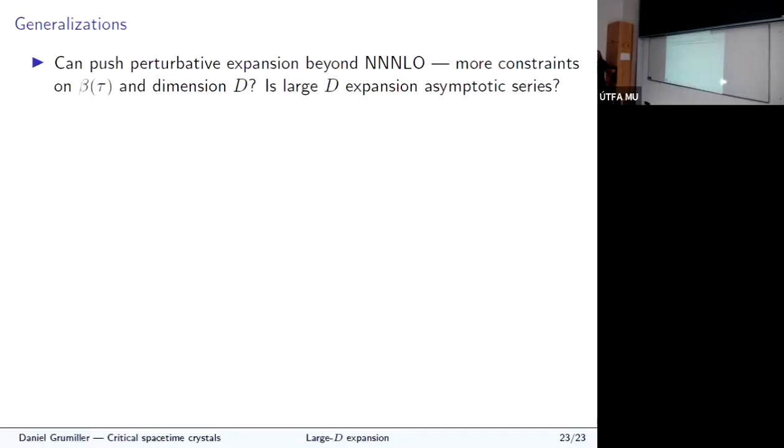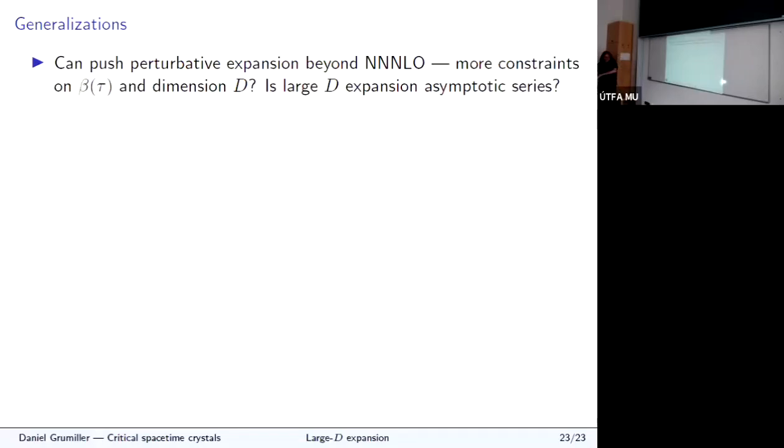In principle, we could push the large D expansion beyond next to leading order. It gets a bit tedious. I mean, the number of terms that you get increases exponentially, so it's a bit like going from a 3-loop calculation into a 4-loop calculation. We don't have a strong incentive for doing so. But it would be interesting to understand whether we would get more constraints on this function beta and on the dimension p.